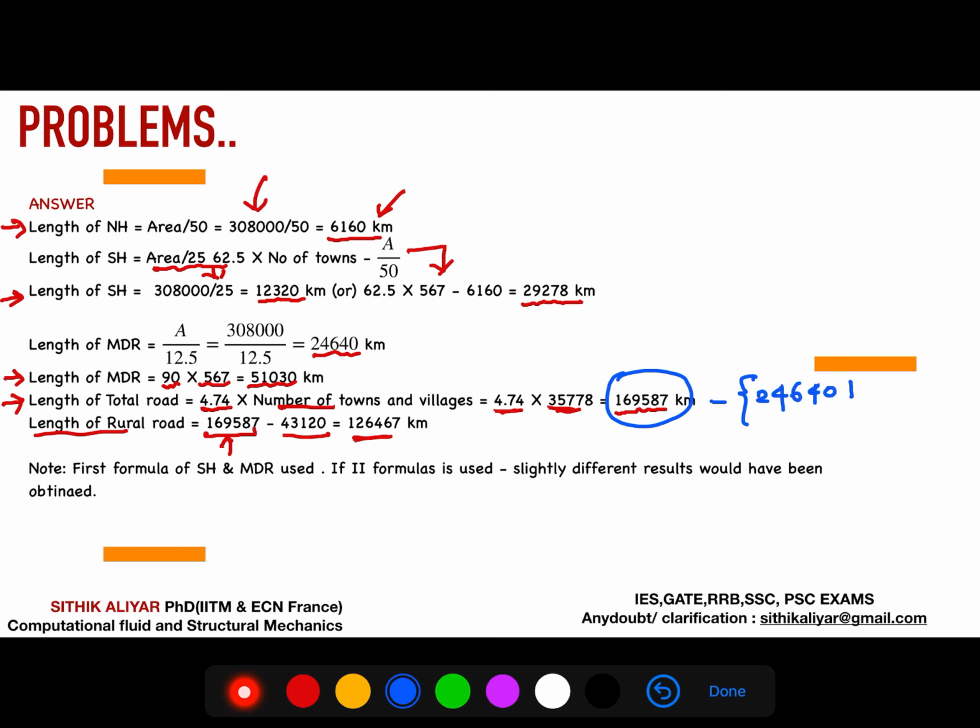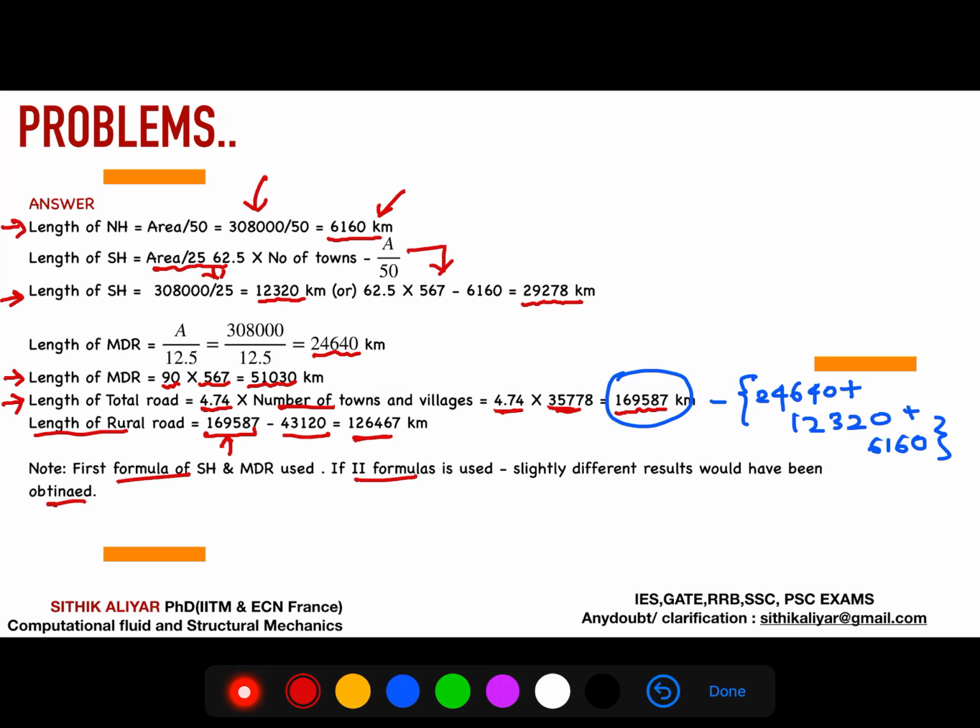24,640 plus, because MDR cannot be a rural road anyhow, and state highway cannot be a rural road. So subtracting these values, I think this will give you this value. Is it correct? 43, 24 plus 630, 43. Yes. So I have mentioned here, right? I have taken the first two formula values. If you take the second formula values, the length of the rural road will come down a little lesser.